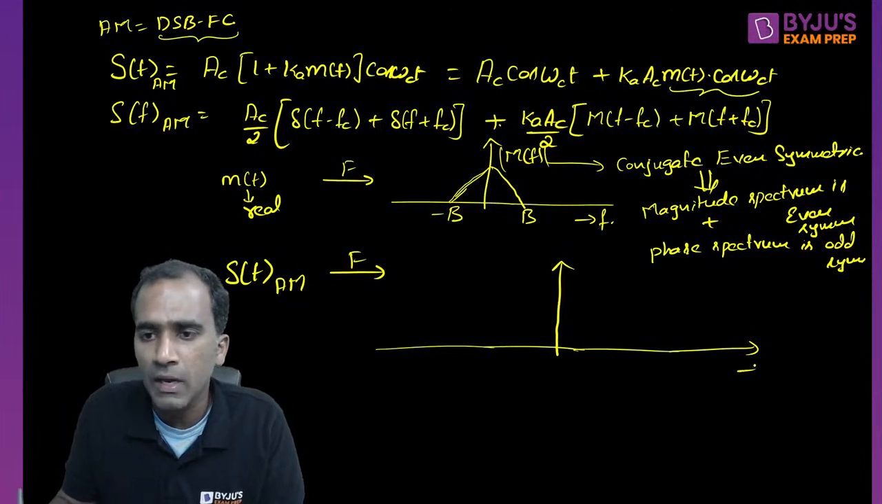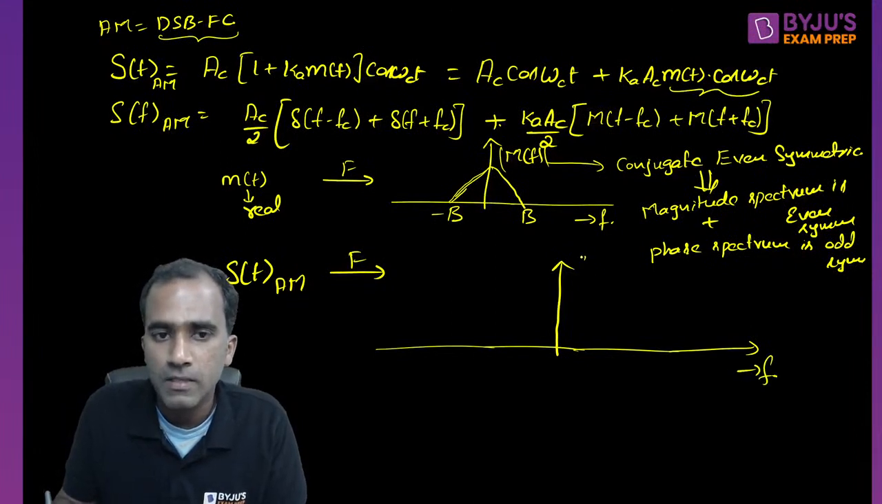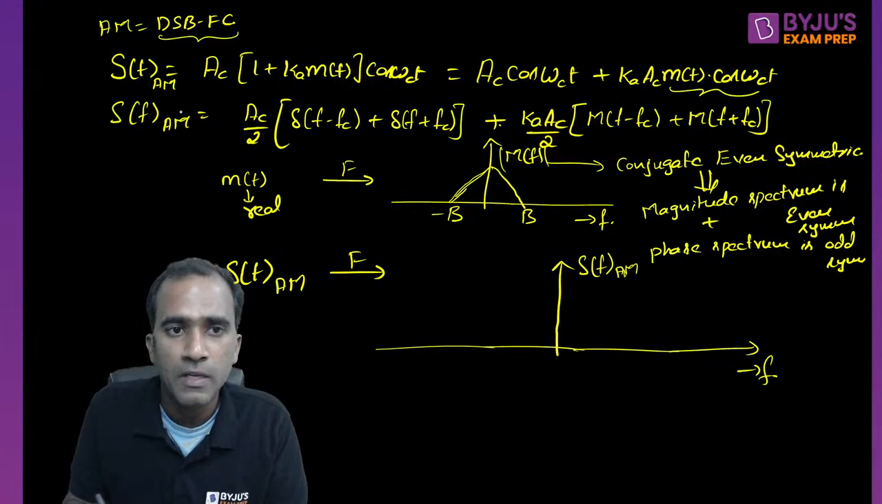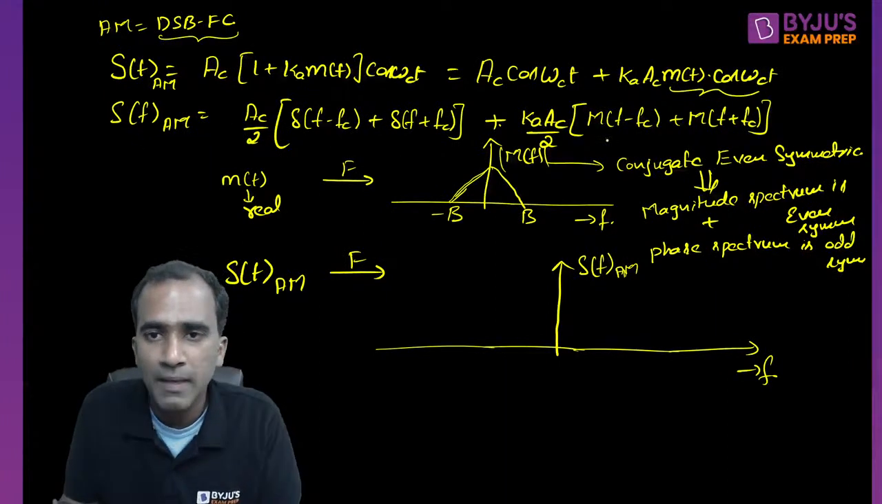You can try plotting along with me. Start plotting along with me. S of f AM signal. Come on, plot it along with me. So we know S of f AM signal. Mathematically I have written it.